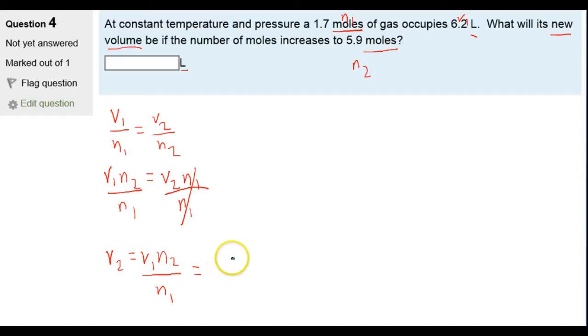And so now we can just plug these in. It looks like V1 is 6.2 liters. We're going to multiply this by N2, which is 5.9 moles. And then we're going to divide this by N1. Looks like N1 is going to be 1.7 moles. We'll put this in our calculator. And we got 6.2 times 5.9, and we're going to divide that by 1.7, and we end up with 21.518.